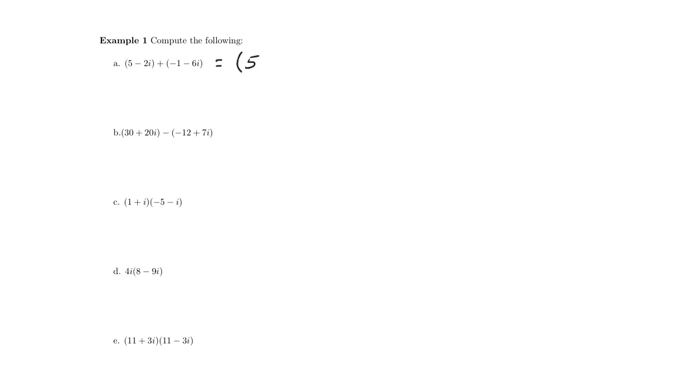That's 5, and we're adding negative 1 to it, so it's subtracting 1. And then we have plus negative 2i minus 6i. So when we combine these like terms, we get 4, and then we have negative 8i, and that's it. So adding those two complex numbers together gives me 4 minus 8i.